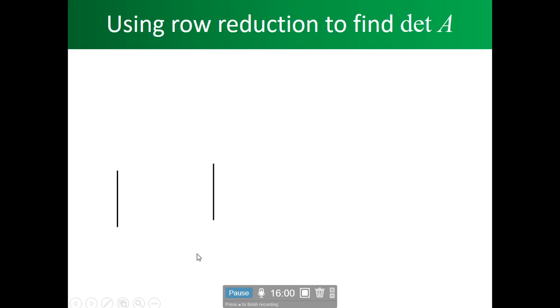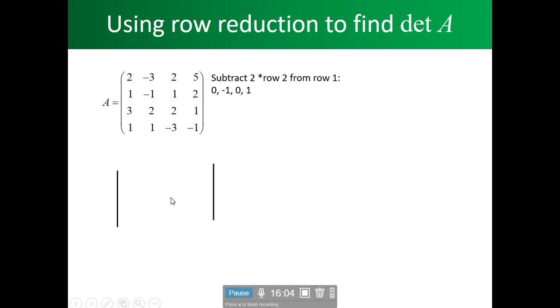Okay, now let's use row reduction for an example. Okay, we want to subtract 2 times row 2 from row 1. Okay, let's look at row 2, and we want to look at row 1. If we take row 2 and we multiply it times 2, and we put a negative in front, so this would be 2 times 1, negative 2, this goes to 0.